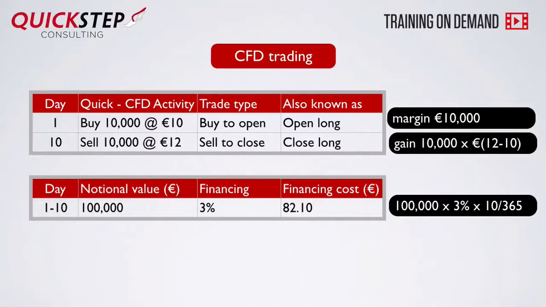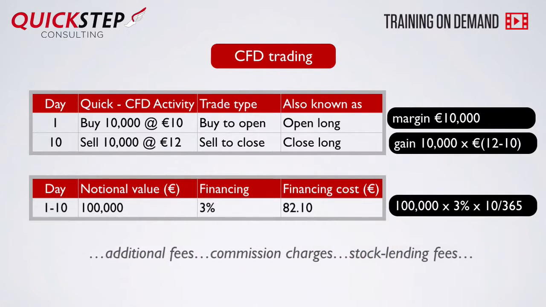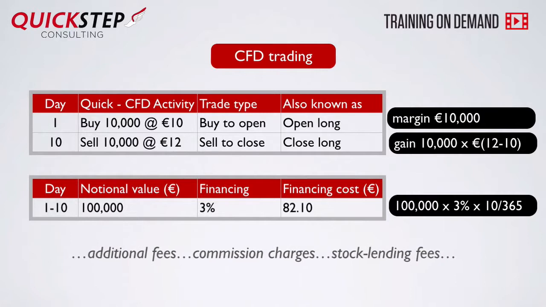The rate of interest is usually tied to a benchmark market rate. For our example, we will assume interest of 3%. This is calculated daily based on the value of the open position. Also, for simplicity's sake, we just have one calculation here, whereas in reality, this is a daily calculation. Some brokers might charge commission or stock lending fees, so watch out for additional fees on the broker's statement.